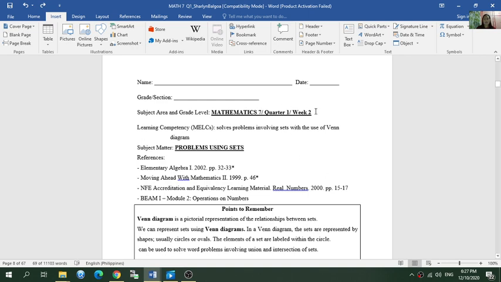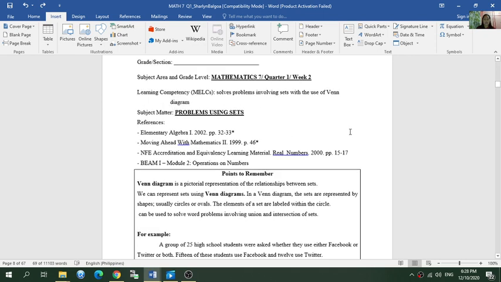And we are now in week number 2. So our subject matter is all about problems using sets. And our learning competency is solves problems involving sets with the use of Venn diagram.